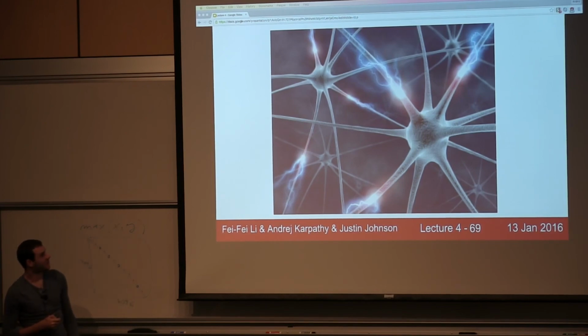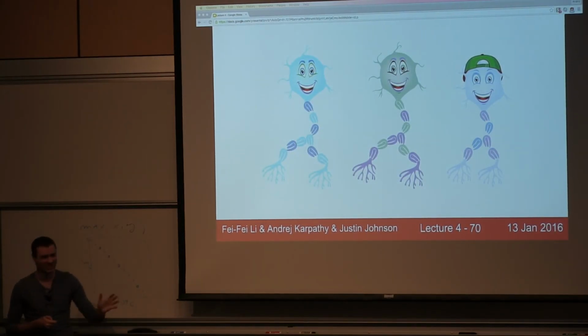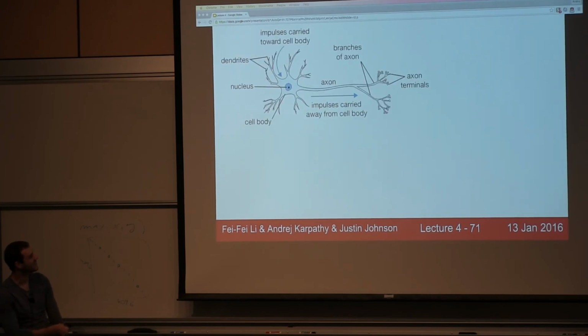And so we have neural networks and we have neurons inside these neural networks. So this is what neurons look like. This is just what happens when you search image search for neurons. So there you go. Now your actual biological neurons don't look like this, unfortunately. They actually look more like that.